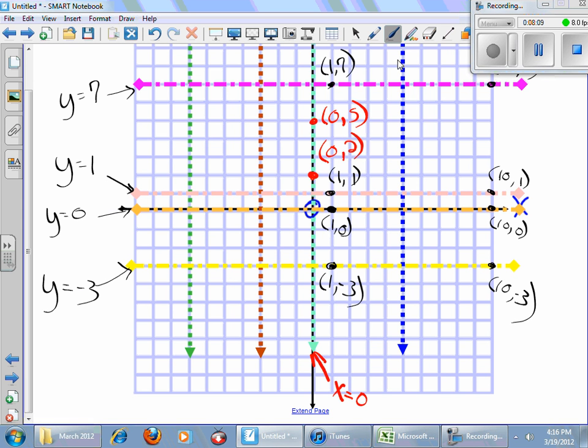Okay, so let me see here. 1, 2, 3. I'm going to the navy blue line. 1, 2, 3, 4, 5. 1, 2. So I'll call that 5, 2. I'll come up here, and that'll be 5, 5. What's repeating? The x value. This must be x equals 5.